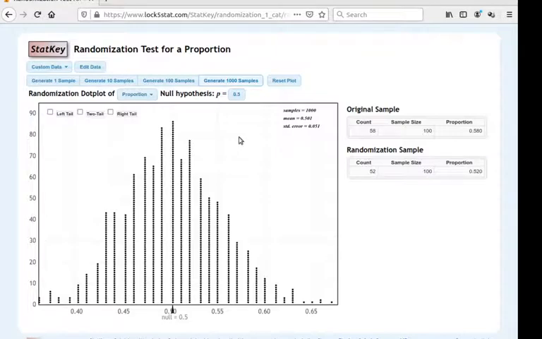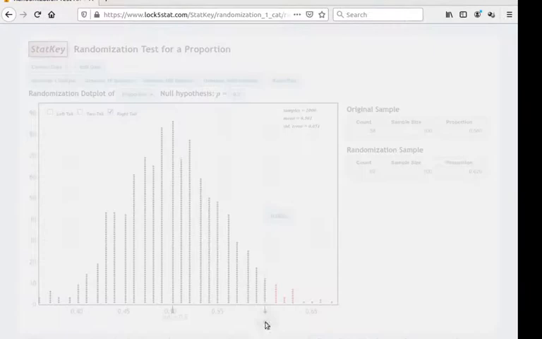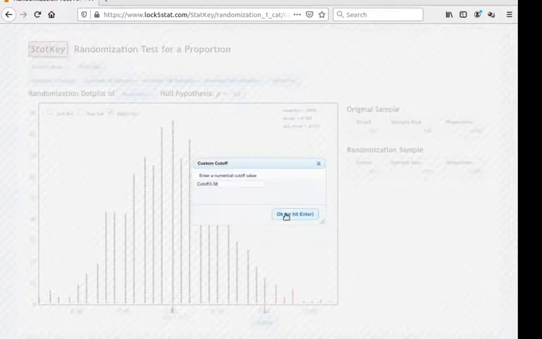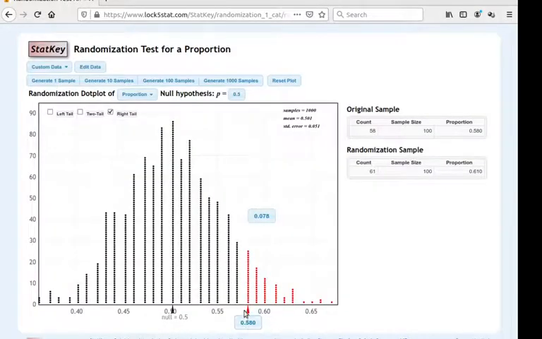So let's find out. 0.58 is greater than 0.50. The alternative hypothesis was that p is greater than 0.50. So I click on right tail, and it comes up to some number that I'm going to have to change. So I change it to 0.58. That's called the cutoff. Now Stackey has a bunch of dots that are bigger than or equal to 0.58. It colored them all red just to make it graphically easy to see what's happening. And it counted them: 78 out of the total of 1,000 dots. So there's about a 7.8% chance.